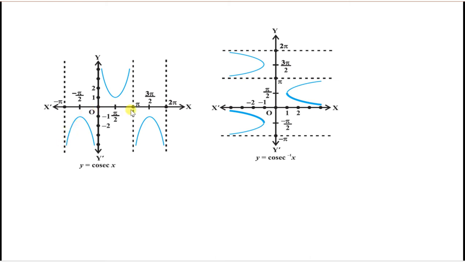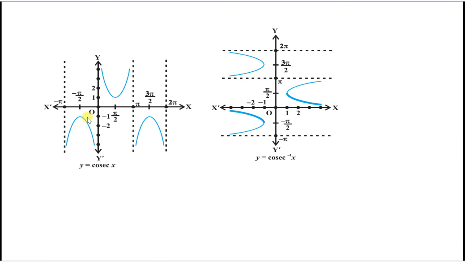Between 0 to pi, first of all from 0 to pi by 2 it decreases up to 1 and then increases up to pi, except at pi. It increases to infinity, except at pi. Similarly, on the left hand side of the 0.